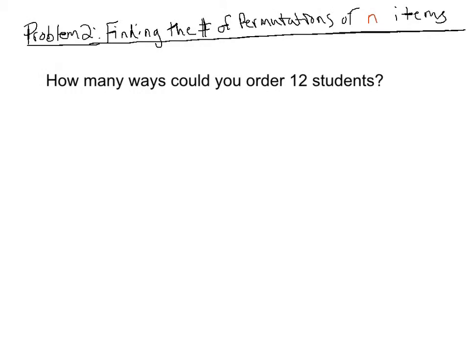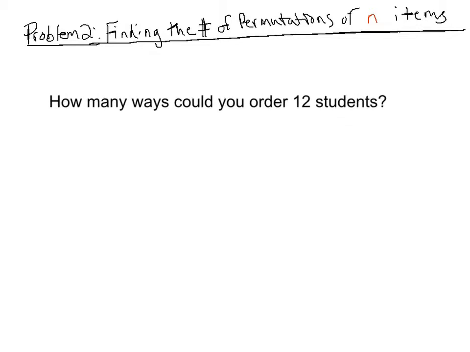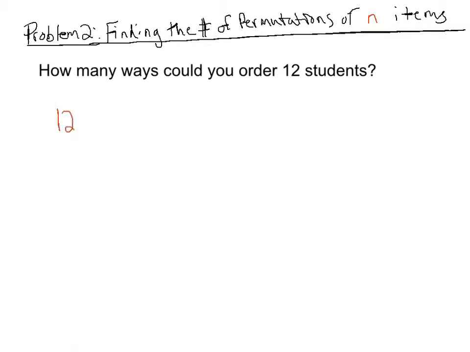Alright, so another example of permutations is this problem. Let's try to find how many ways you could order 12 students. So we have 12 students in a class and we want to order them. We could order them alphabetically, but that doesn't even matter. If we have 12 students, we can order them 12 factorial ways. So what that means is we could do 12 factorial, which is 12 times 11 times 10 times so on, all the way down to 3 times 2 times 1.